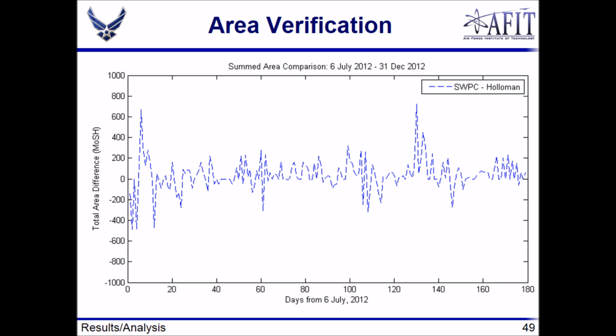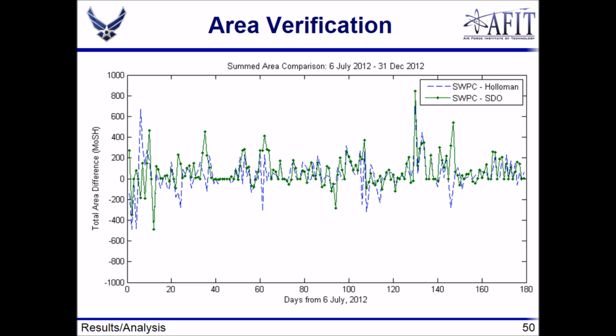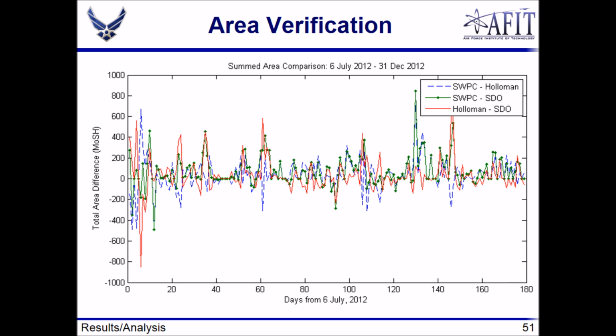Next, on slide 49, I want to talk about verification of area. Again, I've plotted SWPC minus Holloman, and you can see the variation is roughly around 0. There are some slight peaks, but nothing out of the ordinary. Then I add the SWPC minus SDO, and you can see the total difference in the area is approximately equal, more or less, to the SWPC minus Holloman region, and that's a good result. Then, of course, we add Holloman minus SDO, and the results are pretty standard. We have some slight spikes, but for the most part we're roughly around 0, which is what we'd expect.